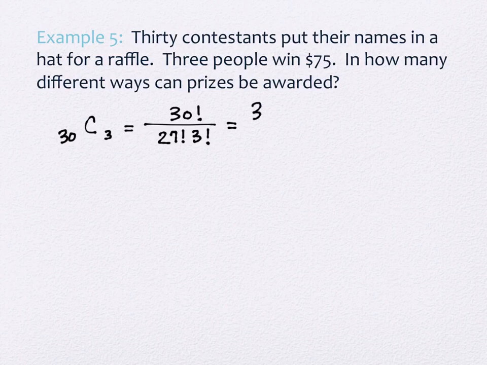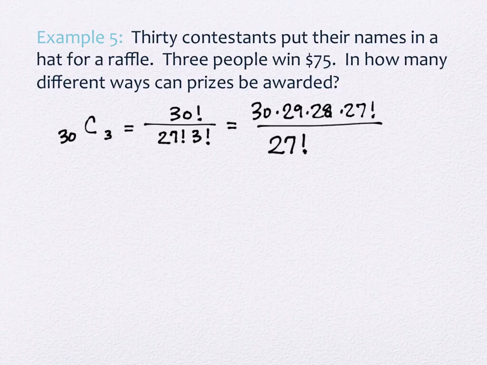Now we're still going to write the 30 out till we get to the 27. 30, 29, 28, and 27 factorial. And there's the 27 factorial still. And then I'm going to write the 3 out, 3, 2, 1. We saw this happen on the Starburst example. So the 27 factorials cancel. This is a place where if you really wanted to just multiply the numerator, multiply the denominator, and divide them, it would totally work just fine.